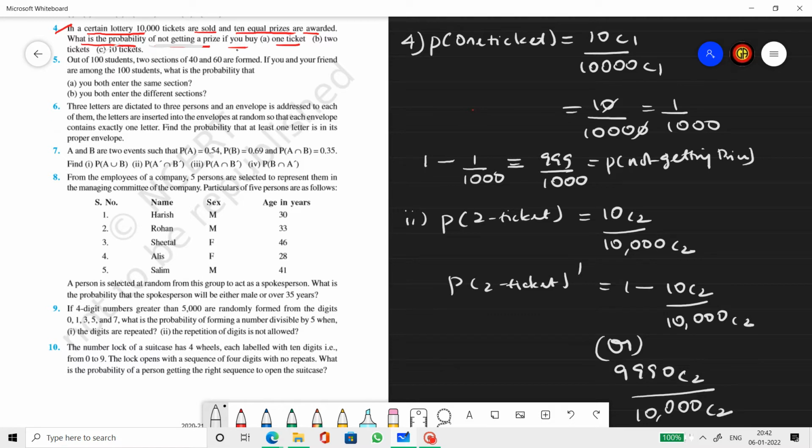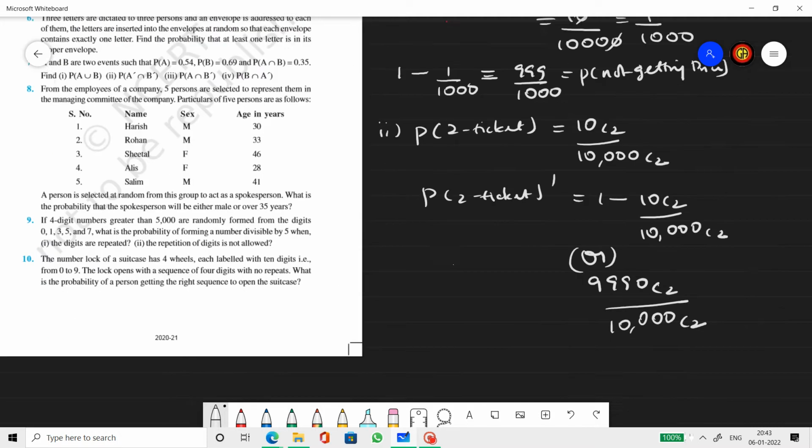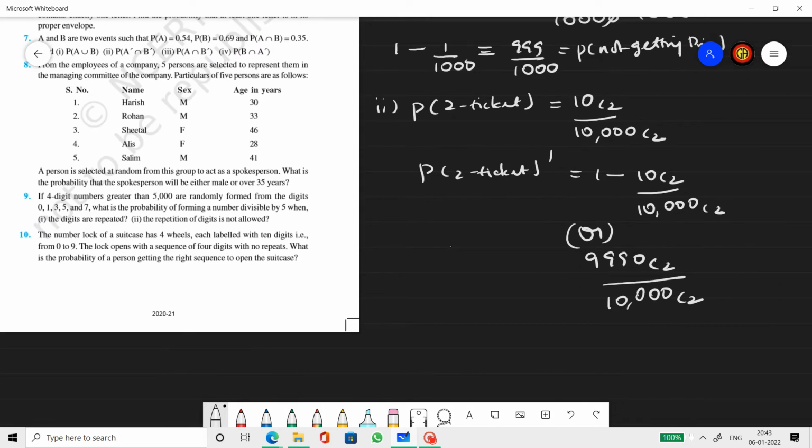Third case, you buy 10 tickets and you didn't get a prize. So all those 10 tickets would be chosen only from the 9,990 tickets, so 9,990C10 by 10,000C10. So this is for the third case.